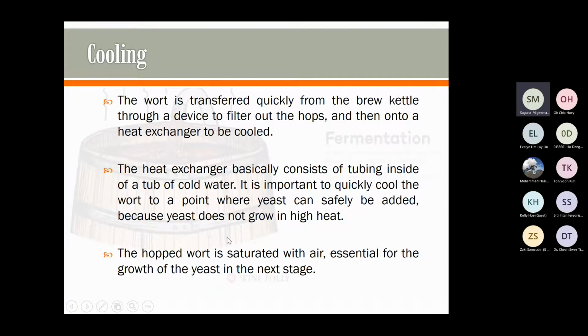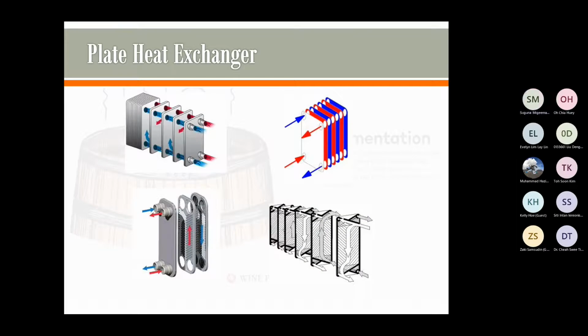Otherwise, our yeast cannot withstand a high temperature. So we have to make sure the temperature is right for the yeast to be added in and start the fermentation process. Okay. So like what we called the tube just now, right? These are the tubes that I'm talking about. So they will go through the cooling tube. This is the hot one, and then it will go through the cooling tube, and it will be collected at the end, right? Plate heat exchanger we call it.